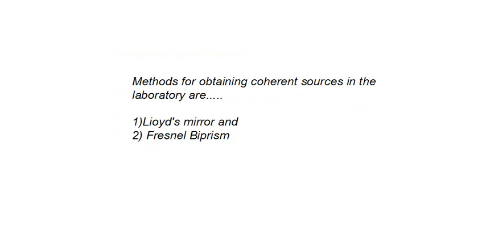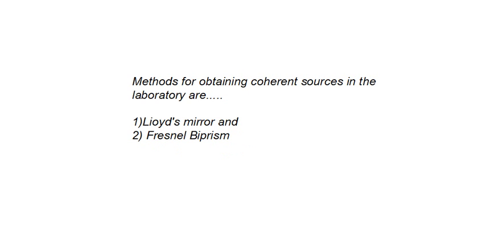Methods for obtaining coherent sources. How can we obtain coherent sources? One of the methods is called Lloyd mirror and the other is Fresnel biprism.